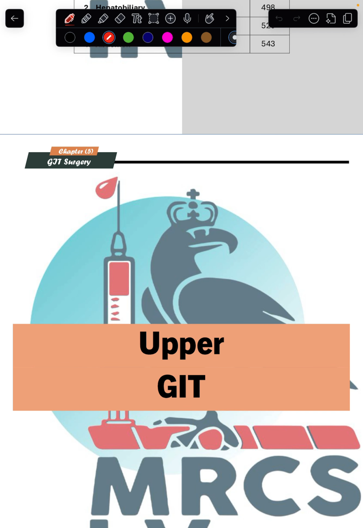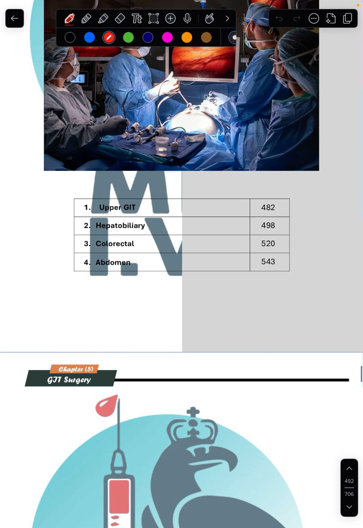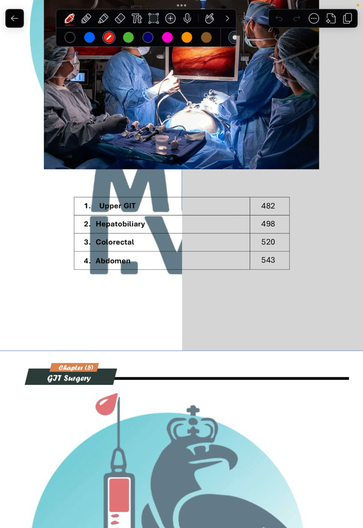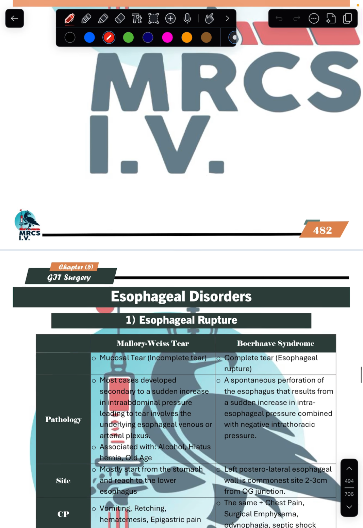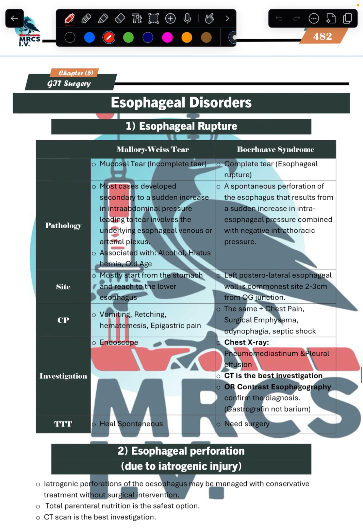So this is about upper GI surgery. There are around, for upper GI surgeries, pages 482 to 598, roughly 100 pages, out of these 700 pages. So let's start with esophageal disorders.